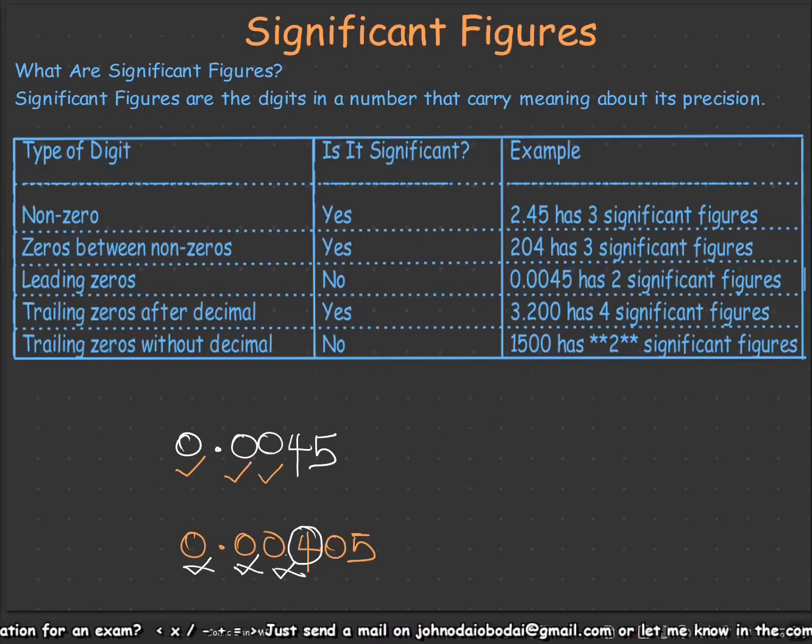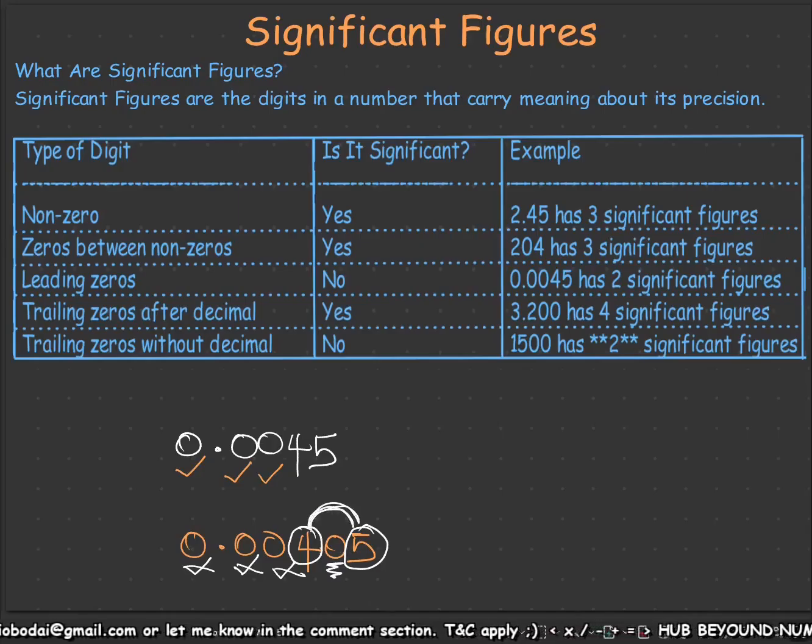But this 4 here is significant because it's a non-zero digit. This 5 is also significant because it is a non-zero digit. But this 0 here is a 0 between two non-zero digits.